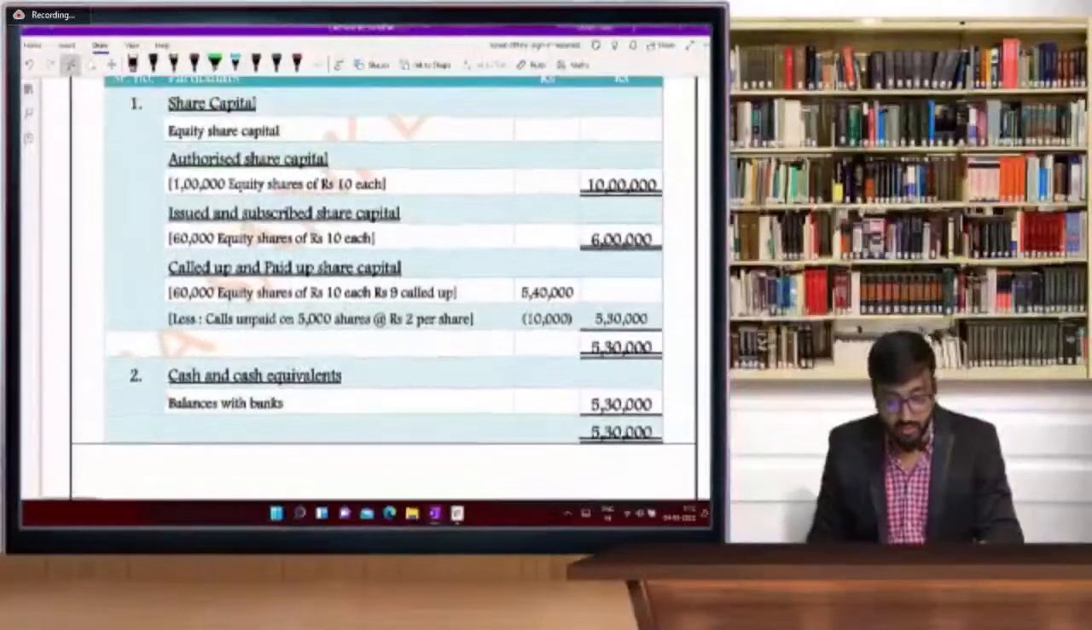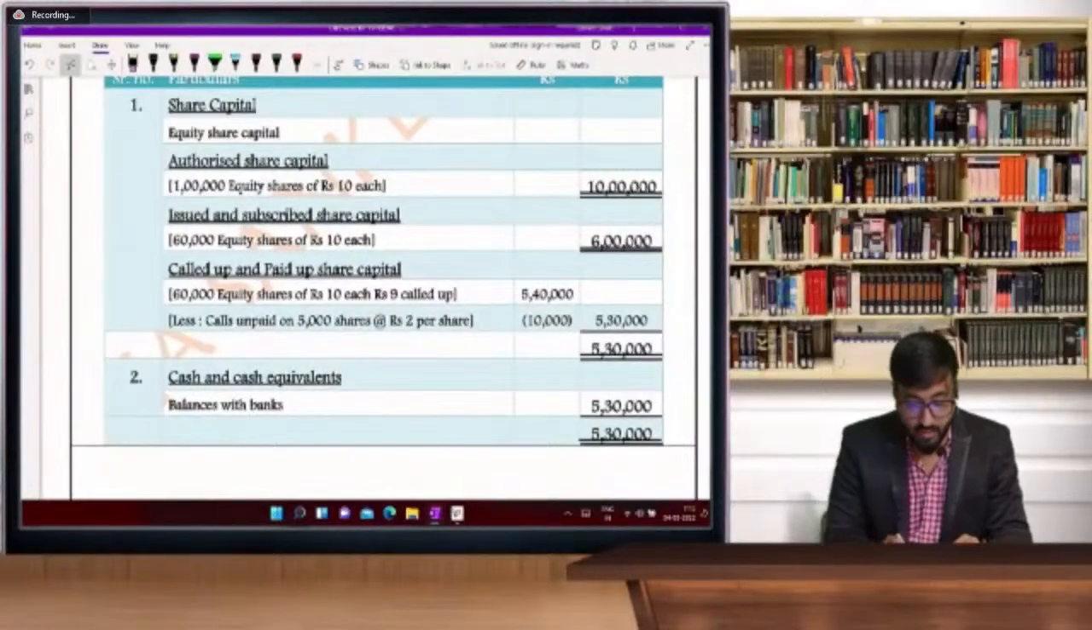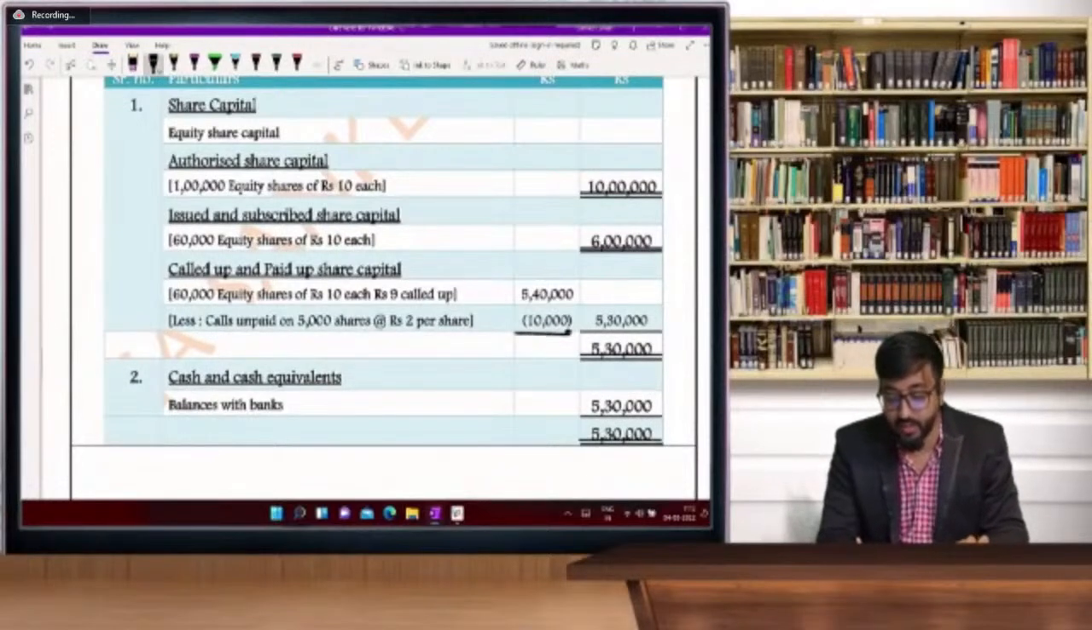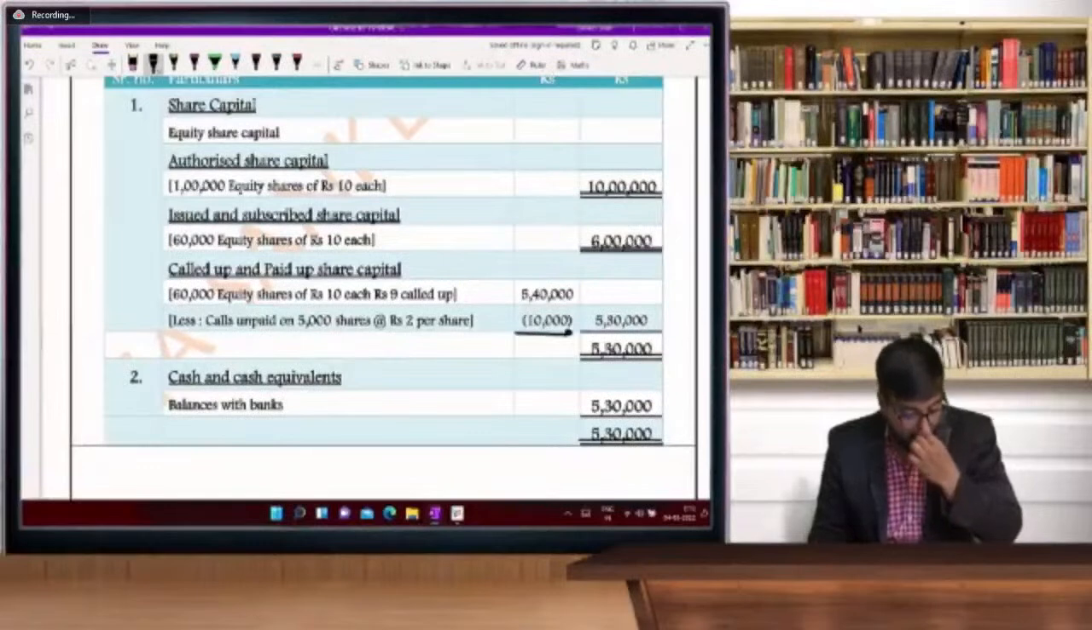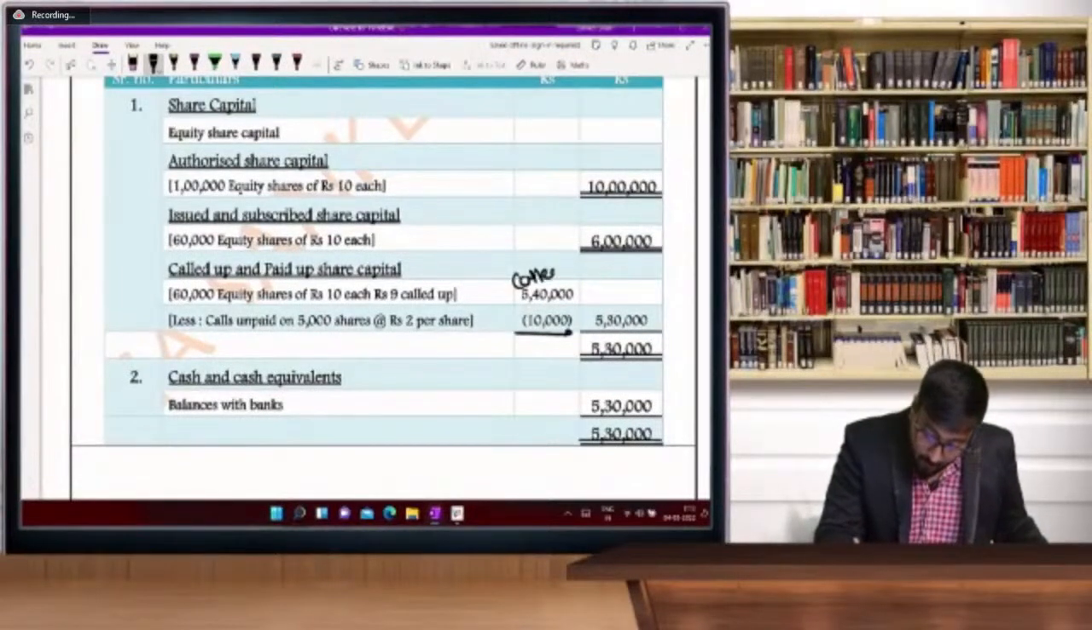Okay, so authorized, issued, called up, and paid up capital. You can see here, authorized capital is a maximum limit. Issued capital is the number of shares which are issued. Called up capital less calls in arrears. So, beta, calls unpaid is called calls in arrears, and you are recording it at paid up capital. Called up and paid up. So 5,40,000 is called up, and this is paid up.